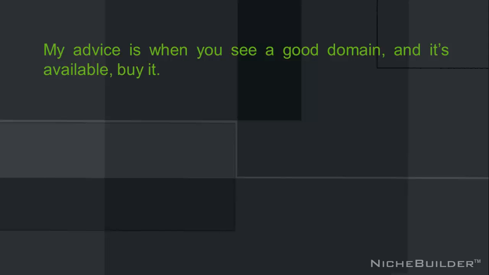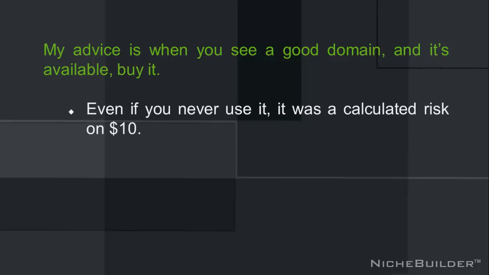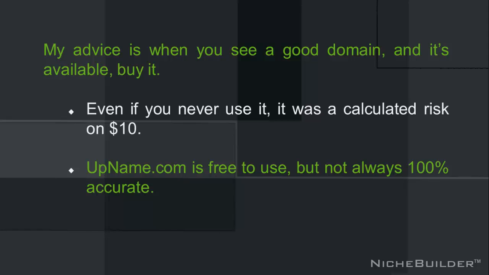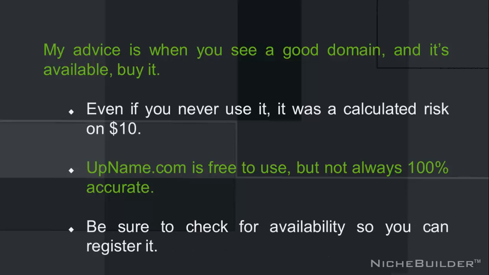My advice is when you see a good domain and it's available, buy it. Domains are usually less than $10, and it might be the cornerstone of your next niche. Even if you never use it, it was a calculated risk on $10. Upname.com is free to use, but not always 100% accurate. Once you have gone through Upname or NicheBuilder and found several domains that you want to register, now it's time for you to register them.